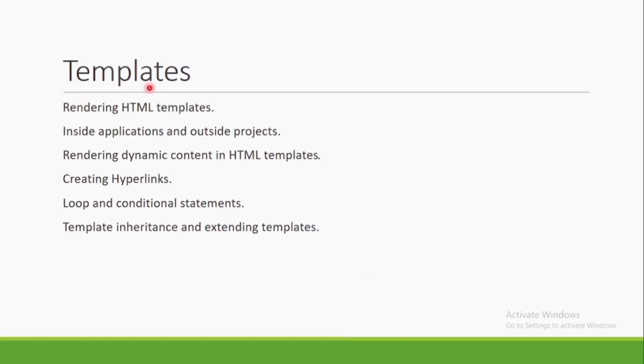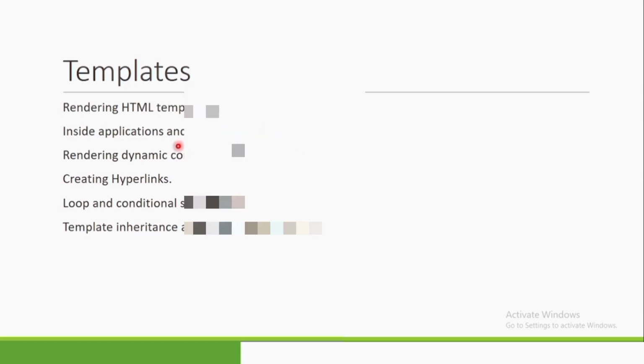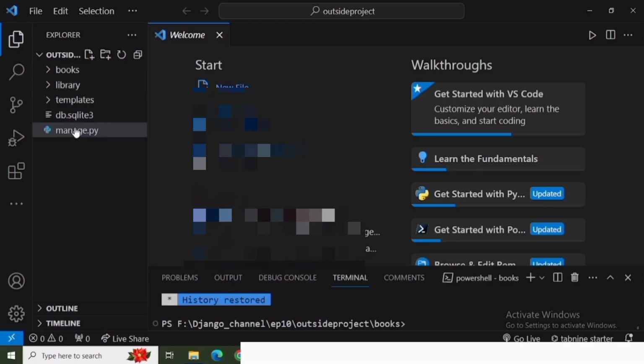So over here, we'll talk about templates, how we can render the HTML file within the Django project. Then, where we are creating the templates folder, we can create it inside the application or outside the project. Depending upon where you are going to create the folder, there will be different settings in the settings.py file. For example, if you create the templates folder outside the project, then you will have to make some changes in the settings.py file.